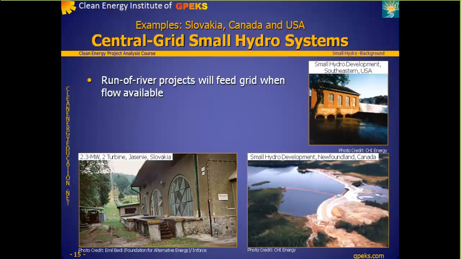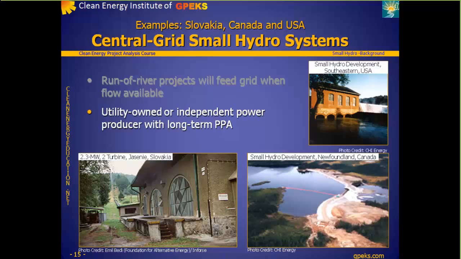The photo at the bottom left shows the powerhouse of a 2.3 megawatt two-turbine project in Slovakia. The penstock is seen descending the hill in the background. The original plant was built in 1924 and serves as a testament to the longevity of the civil structures associated with small hydro projects.